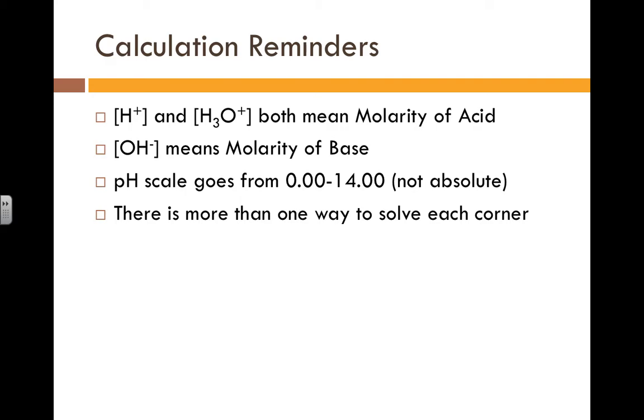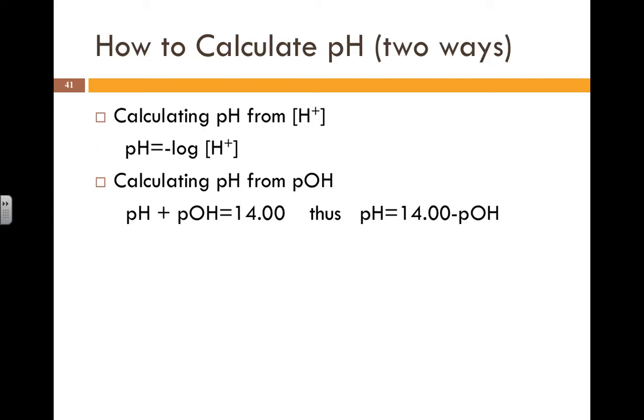So let's take a look. Let's see what's happening, and see if we can figure out how to calculate these different ways. Now to calculate your pH, there's two different ways. The first way is to calculate from the concentration, or the bracket H plus. Remember, this is the concentration of our acid.